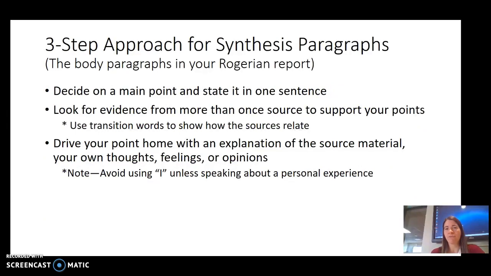When you write a paragraph for the body of your Rogerian report, or this next discussion board assignment, decide on a main point and state it in one sentence. Look for evidence from more than one source to support your points. Use transition words to show how the sources relate. Your book does have one chart of transition words on pages A3, plus you have the document that I put on Blackboard.